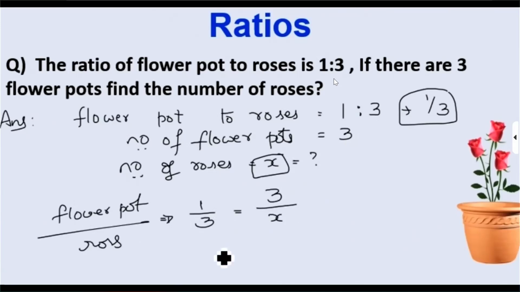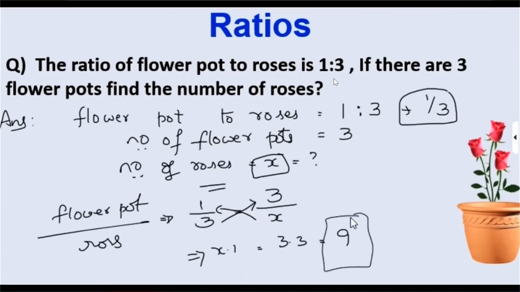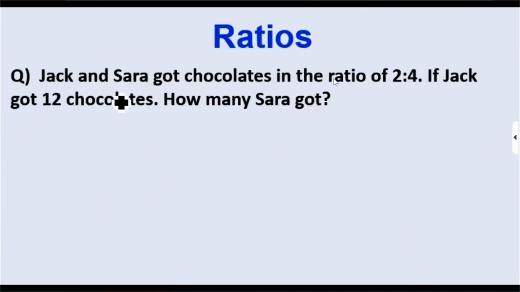Now we need to simplify this equation. We can multiply 1 by x and 3 by 3. So we have x equals 3 into 3, that is 9. So the number of roses in 3 flower pots is 9.